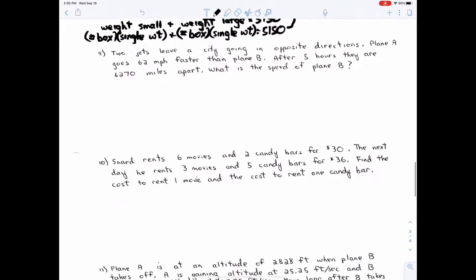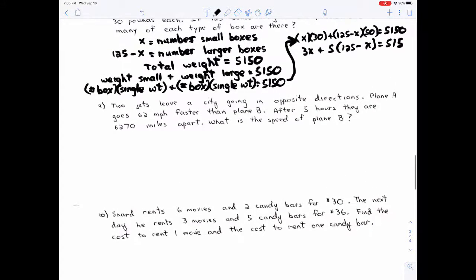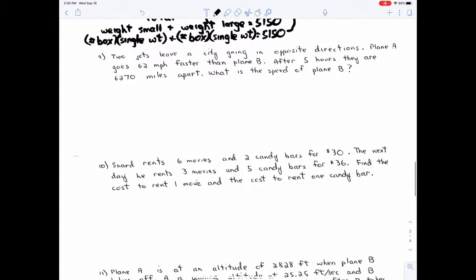Okay. Two jets, and again, you can pause it and listen to it again. I'm just going to move on. Two jets leave a city going up, blah, blah. What's the speed of plane B? Okay. So there's only one thing we're looking for, speed of B. Now, is speed of A important here? Yeah, but we're not looking for it, so I don't have to define it. It's fine if we do define it. I'll just stick with this.